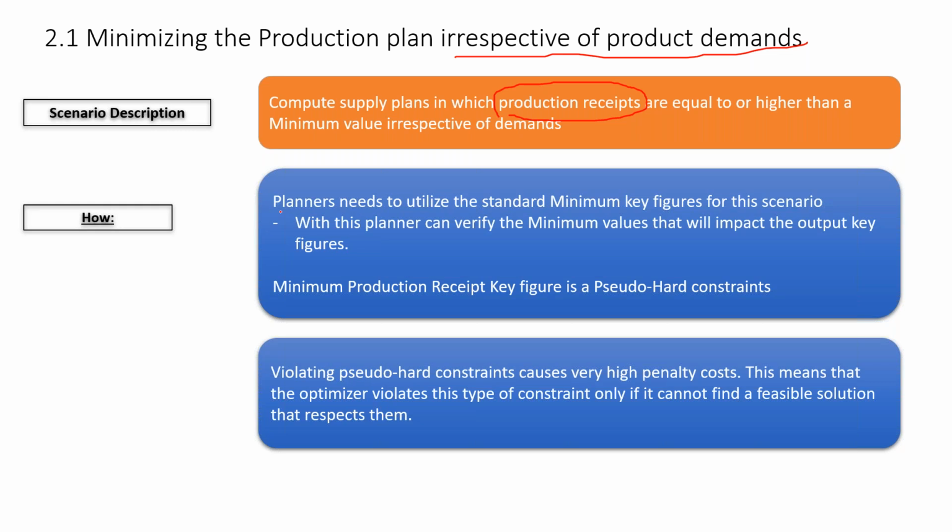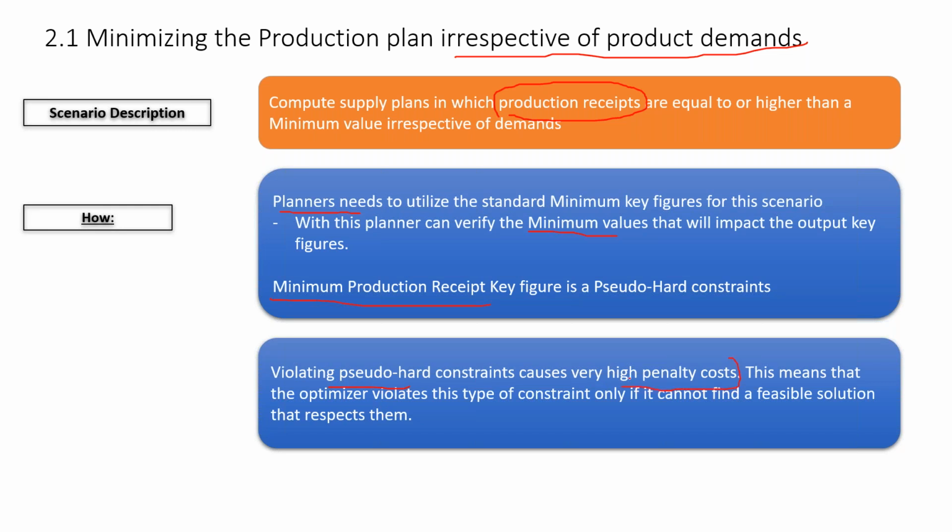So how to do that? Planners need to utilize the standard minimum key figures for this scenario. With this, the planner can verify the minimum values that will impact the output key figures. Minimum production receipts is a key figure, and this is a pseudo hard constraint, guys. Violating a pseudo hard constraint causes very high penalty costs. So this is at the back end.